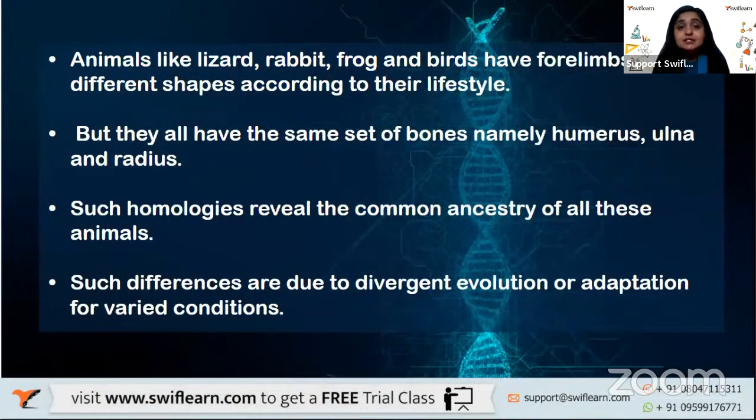Animals like lizard, rabbit, frog, and birds have forelimbs of different shapes according to their lifestyle. But they all have the same set of bones, namely humerus, ulna, and radius. Such homologous organs reveal the common ancestry of all these animals. Such differences are due to divergent evolution or adaptation for varied conditions.